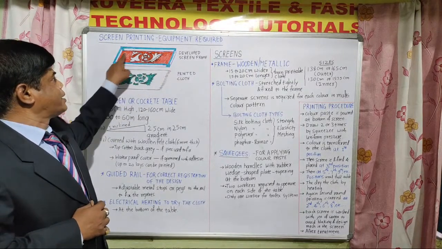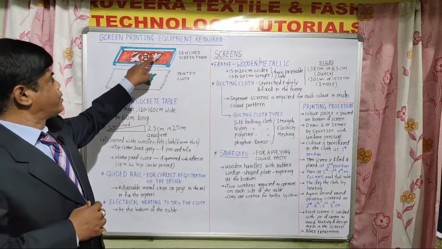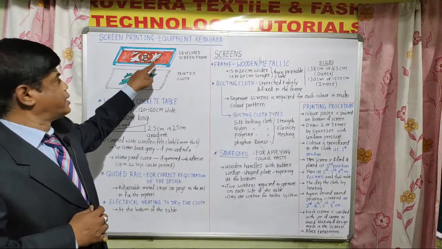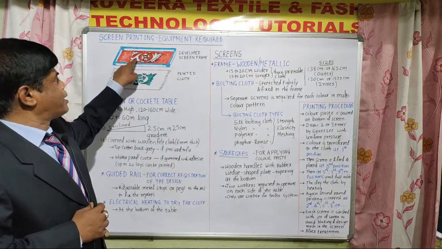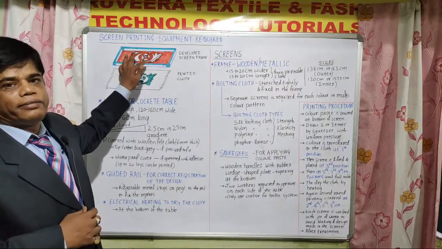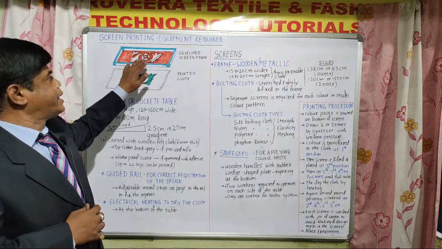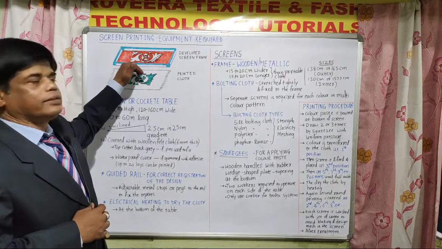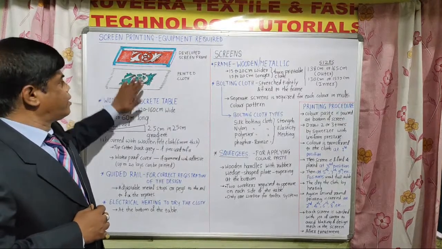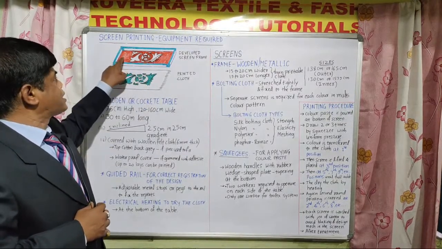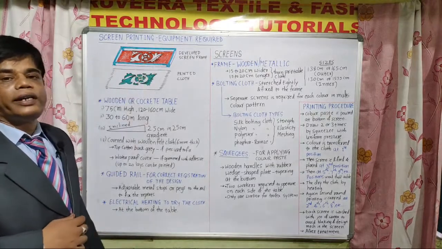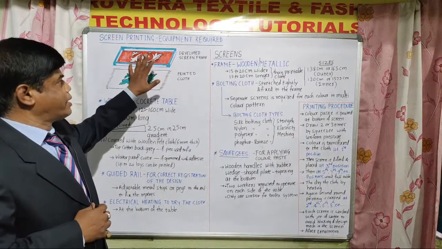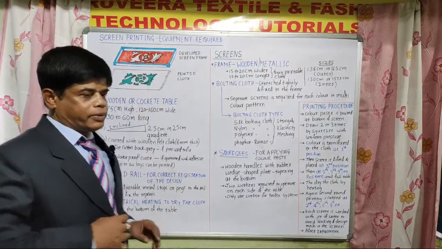This red part is called the blotting cloth, and the inside white part, the design, is perforated. All this white part is perforated. That area allows the color to pass outside and fall on the fabric. But the rest, the red area, is blocked area. Color does not enter the red area. This figure is just for your understanding. Now I will come to the technical part.